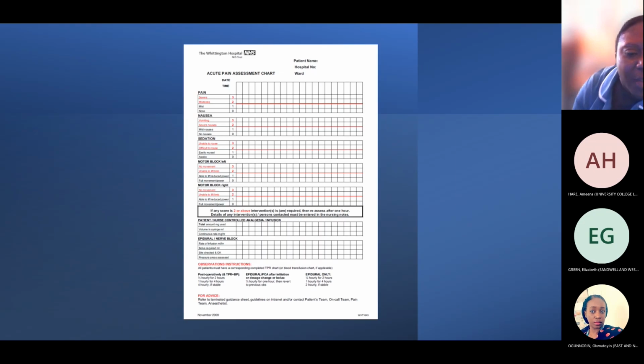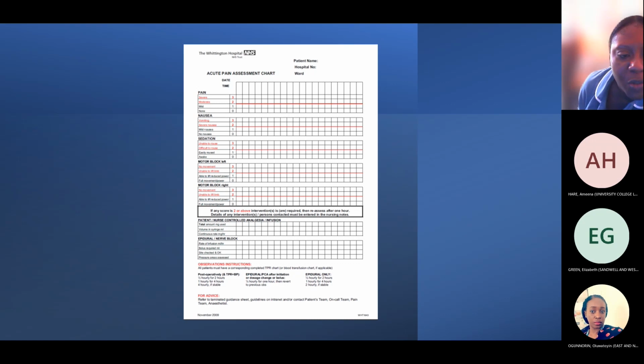And here, I hope you guys can see this clearly. Here is the acute pain assessment chart that the pain nurses use, which we also use for our patients who are on PCA. It has to do with their pain. It talks about their nausea and the sedation. We also have a bit here where we write the concentration of how much is in. So that's what we do mostly on our daily checks with patients who are on PCA.